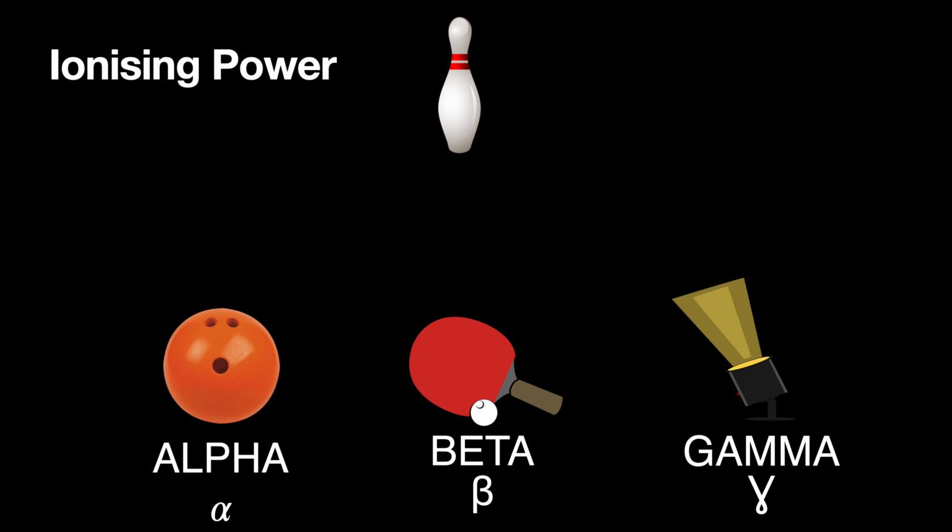So, when considering ionizing power, consider an alpha particle like a bowling ball, a beta particle like a table tennis ball, and gamma radiation like light. From this, which one is going to most easily knock over this bowling ball pin? As you can imagine, it would be the alpha particle. The alpha particle would be the most ionizing in knocking off and hitting this pin. Next would be the table tennis ball, and finally, our light would have little to no impact on this pin.